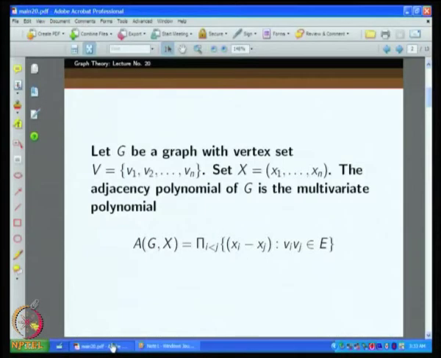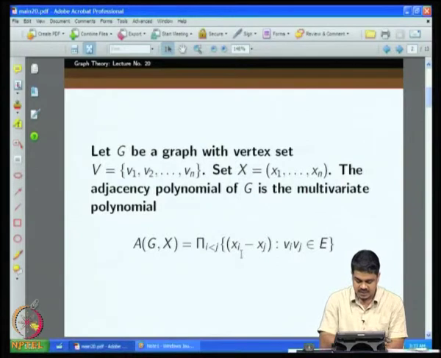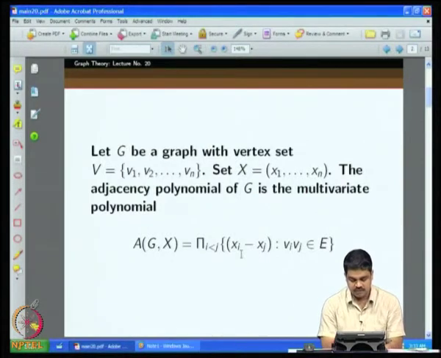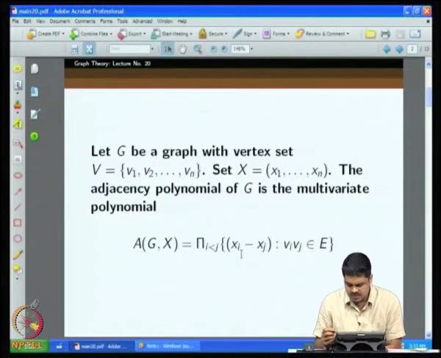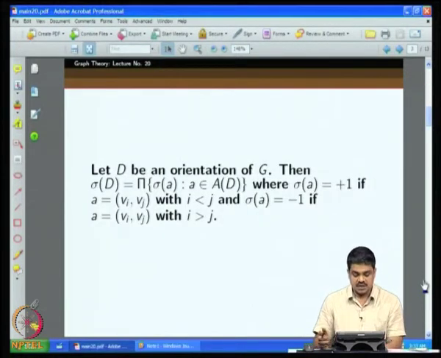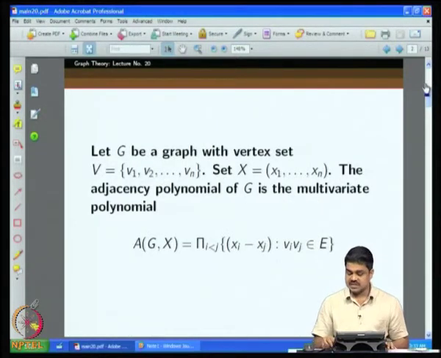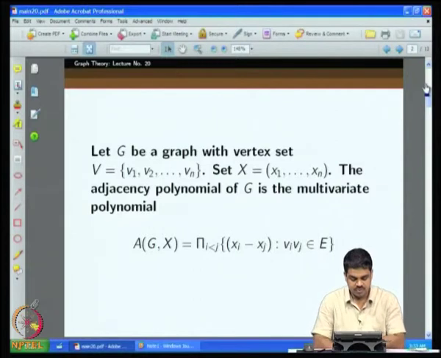So, going back to this, this is the way it is defined. The xi minus xj terms correspond to edges vi vj, and of course xi comes earlier than xj if i less than j. That is the way this is defined. So, how does this polynomial help? Why do we define this, and why do we say that this is going to help us in understanding the graph coloring problem?